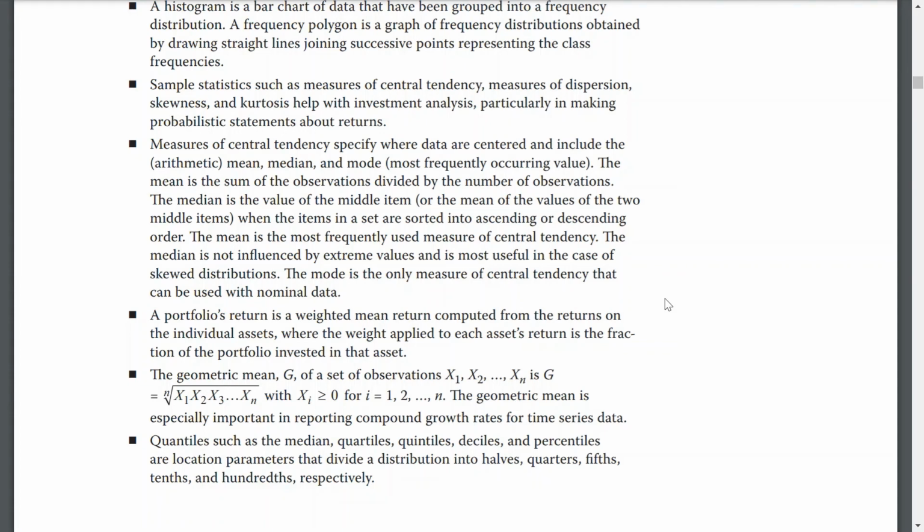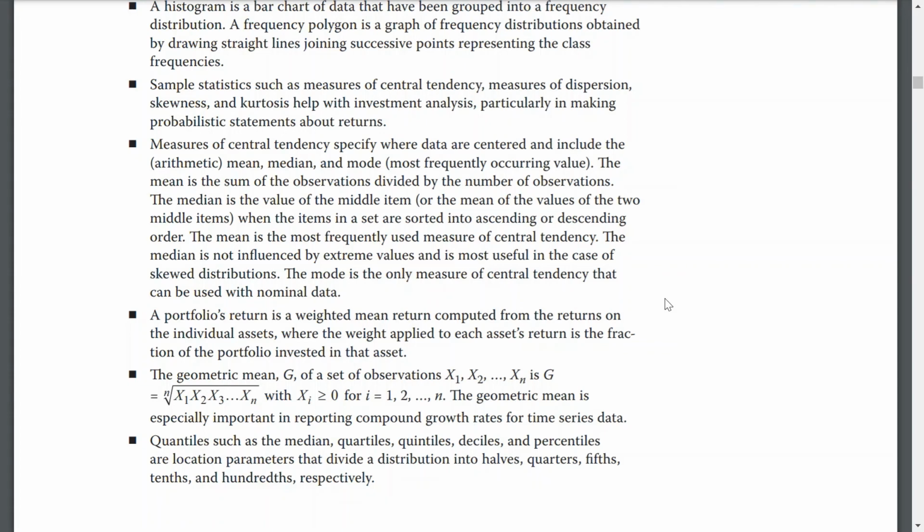A portfolio's return is a weighted mean return computed from the returns on the individual assets, where the weight applied to each asset's return is the fraction of the portfolio invested in the asset. The geometric mean, G, of a set of observations is this.